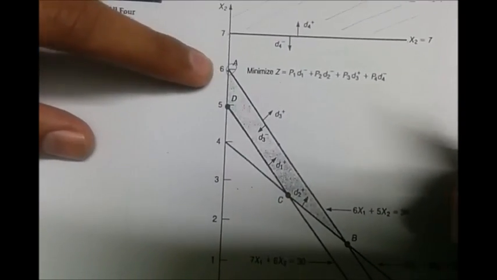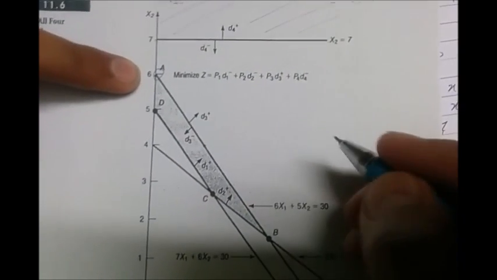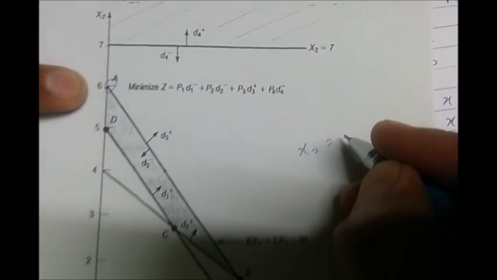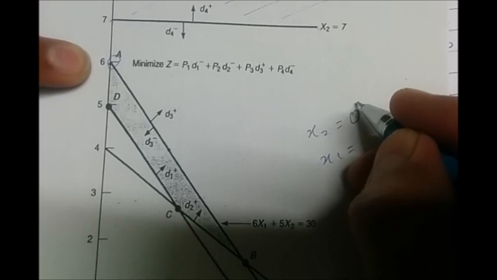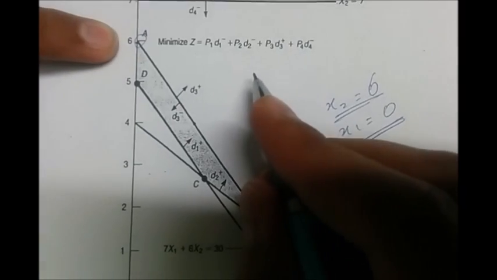Now what does this say? This says that x2 we are producing 6, and x1 we are producing 0. This is what this point tells us. Now, we need to find all the values.